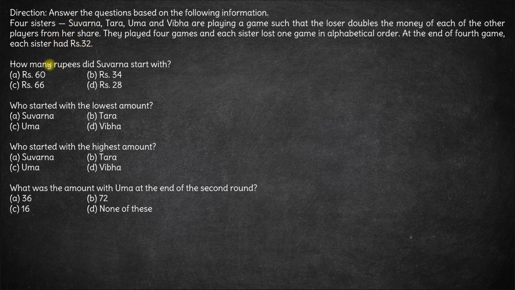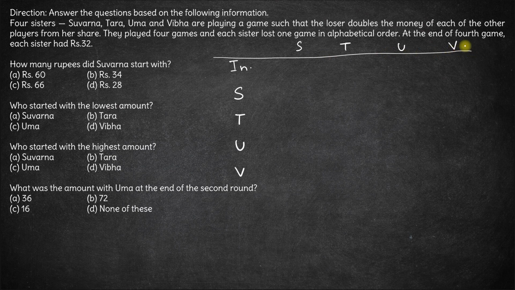So based on this information, we have to answer the questions, and the questions are related to the amount that each of them had at certain stages of the game. So the best way of solving this question is by making a table. Initially they all must have had some amount S, T, U and V. So the first round must have been lost by S, then T, then U and then V. So let's make a table for this.